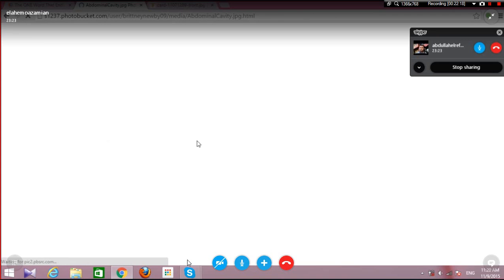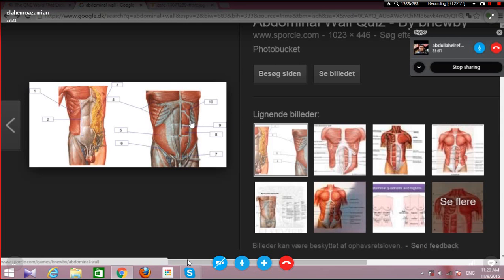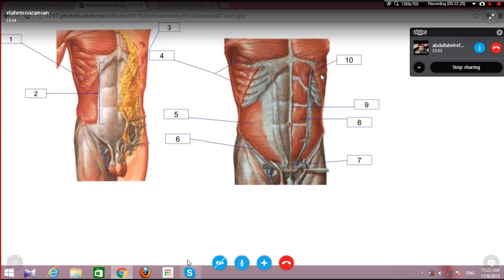So how do the fibers of transverse abdominis run? It's telling you. Transverse. Horizontal. They go transverse. Yes. Look, do you see? So the fibers go horizontally, they go transverse.